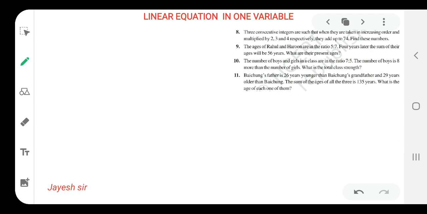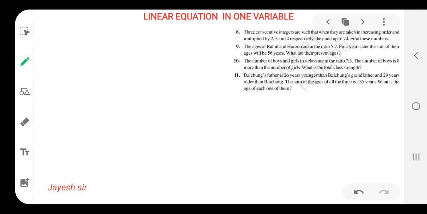So let's begin with our 11th sum, friends. Our 11th sum is: Baichung's father is 26 years younger than Baichung's grandfather. What is to be said? Baichung's father is 26 years younger. That means the difference between Baichung's grandfather and Baichung's father is 26 years. That we can say. So let us assume the age of Baichung's father as x.